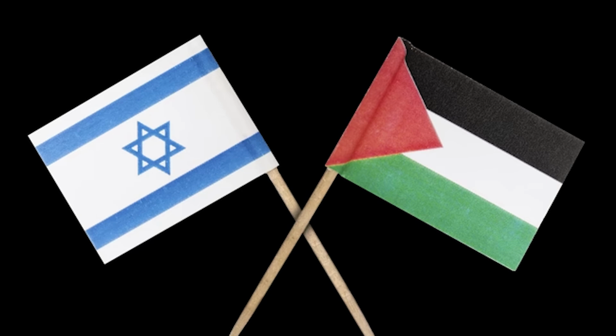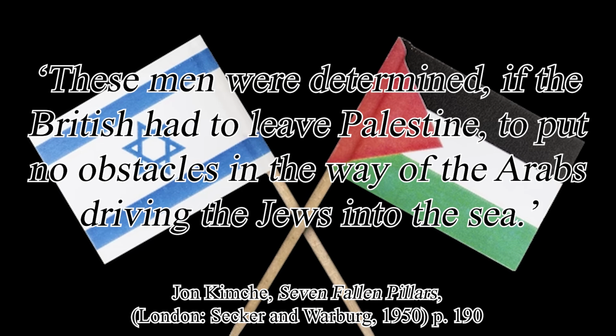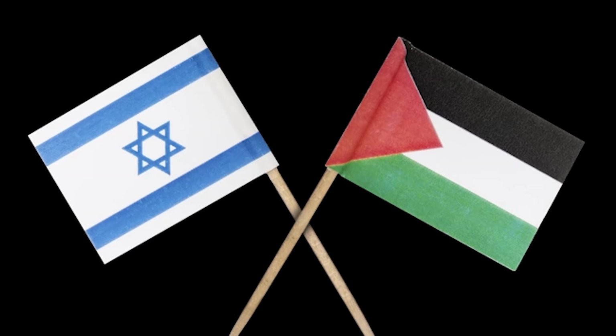Zionist historiographies view the withdrawal as a ploy to allow the invasion of Arab armies to eradicate the Jewish homeland, a view supported by John Kimche, as they state that these men were determined, if the British had to leave Palestine, to put no obstacles in the way of the Arabs driving the Jews into the sea, end quote, which would also have a weird sort of sense of future underlinings in that statement just there to a certain phase.